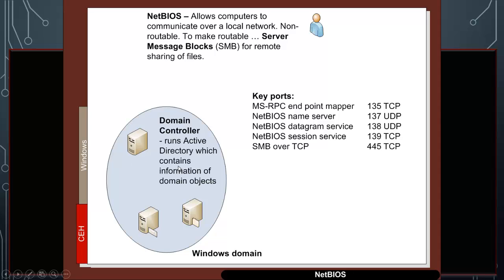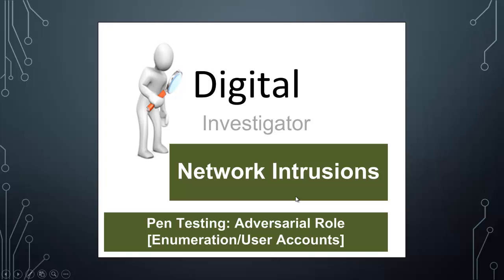When we work within a Windows domain, we don't necessarily have to use TCP/IP. We can use NetBIOS to be able to communicate. To make it routable, we use SMB blocks, and we can use TCP to route them within a Windows domain and across a Windows domain. Okay, so that's given us a basic introduction to some adversarial roles of enumeration and user accounts.